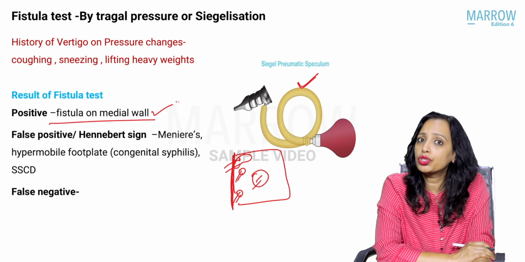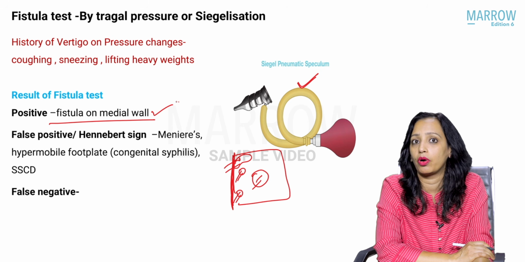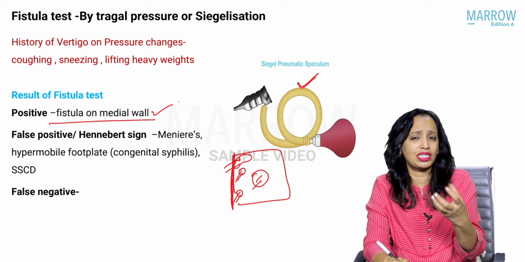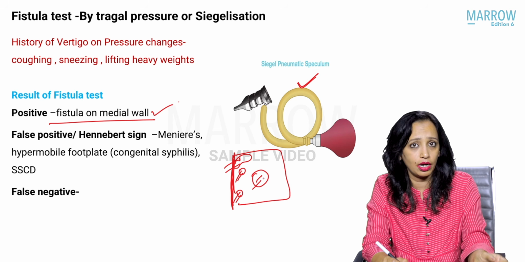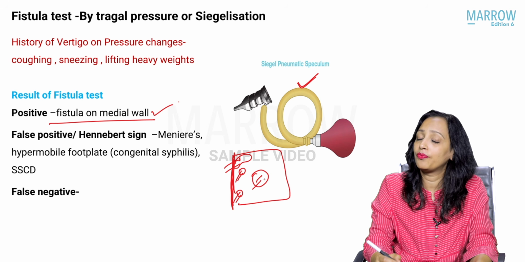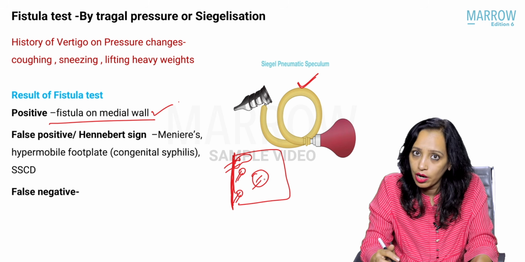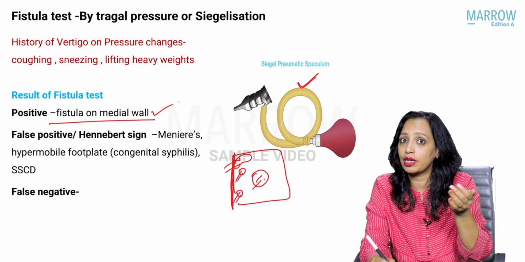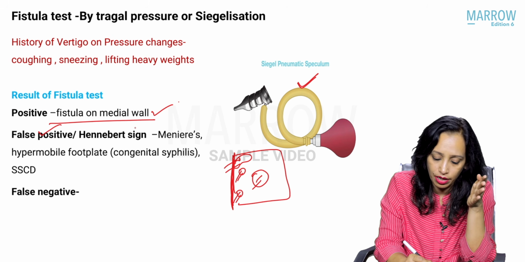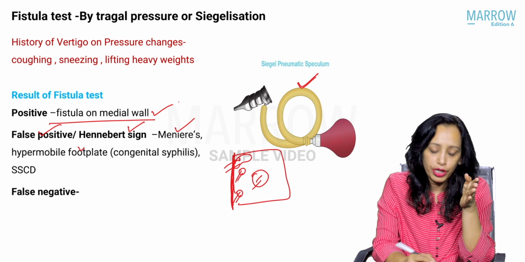Right? Now, the fistula test can also be positive when there is no fistula on the medial wall. So if there is no fistula on the medial wall, how are such small pressure changes going into the inner ear? What are the causes when the fistula test is positive but there is no fistula on the medial wall? Pressure changes are leading to vertigo without a fistula on the medial wall. That is known as a false positive fistula test or Hennebert sign. So yes, in Meniere's disease, and in hypermobile footplate of stapes.